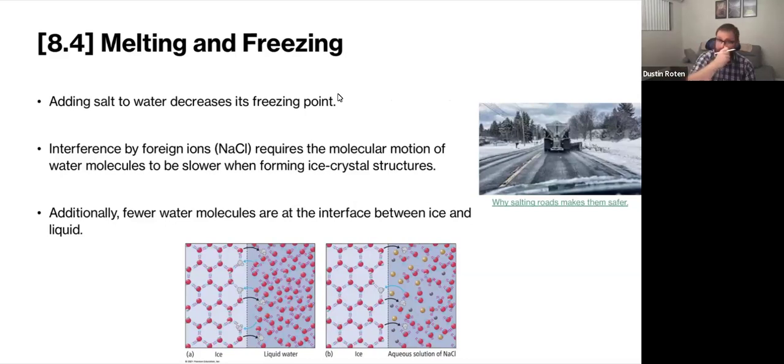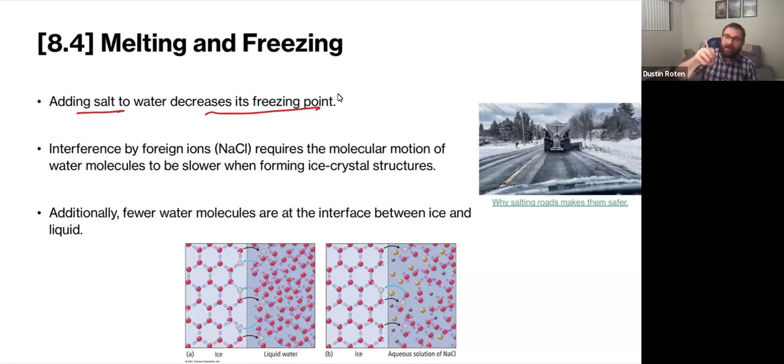Just like with adding impurities and changing your melting point or freezing point, you can add salt to water and actually decrease its freezing point. And I'm sure you all have seen at some point the salt trucks driving on the roads and spreading salt. This doesn't cause the ice to melt. I guess that's the biggest misconception, people think that this causes ice to melt, and that's not the case.